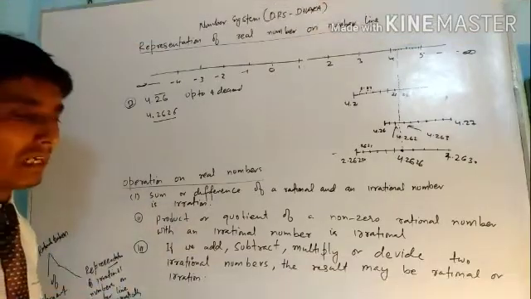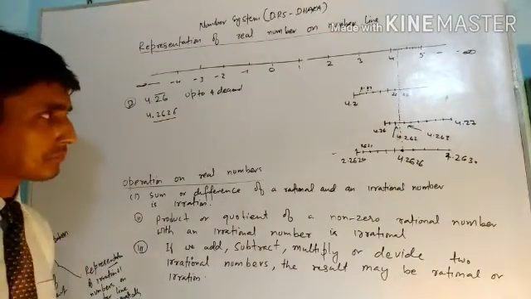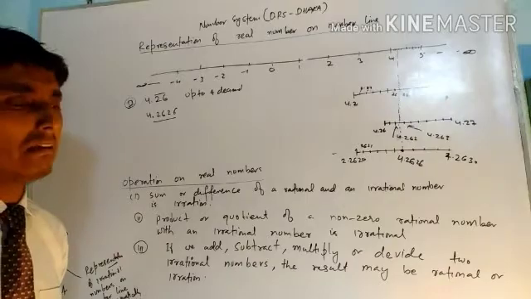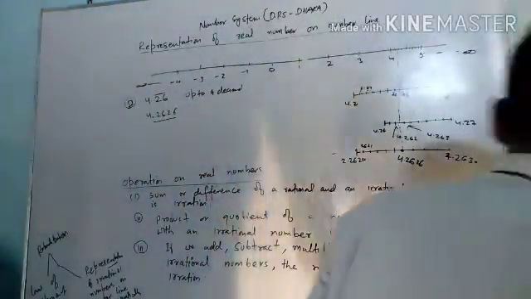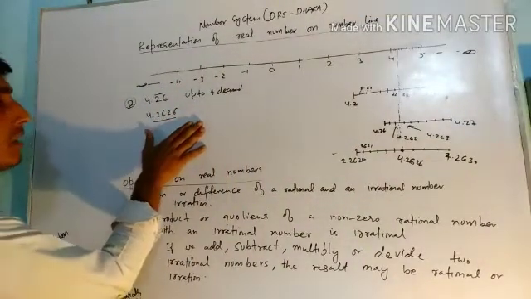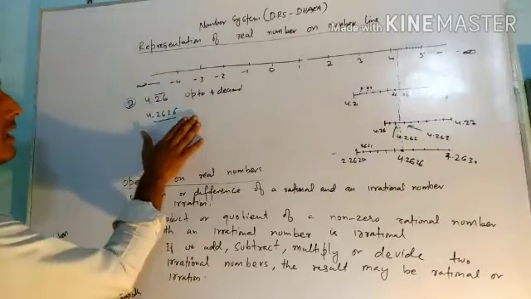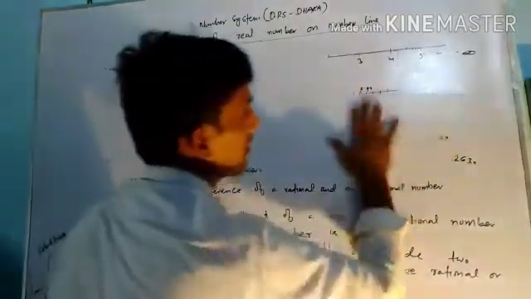number line. Similarly, to locate the irrational number on the number line, we will take a geometric method. Okay. So this is the representation of rational number or rational type real number on the number line. Okay. So I am erasing this again.